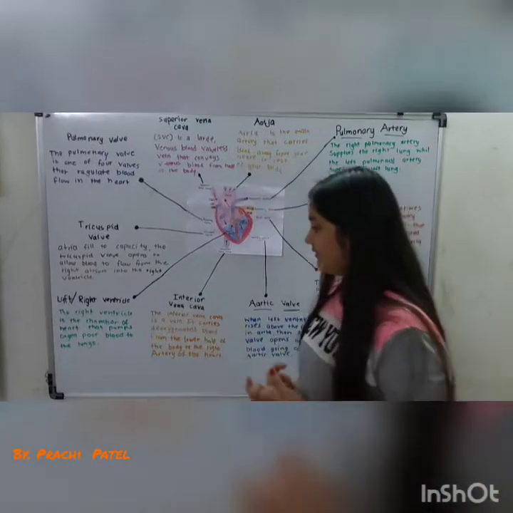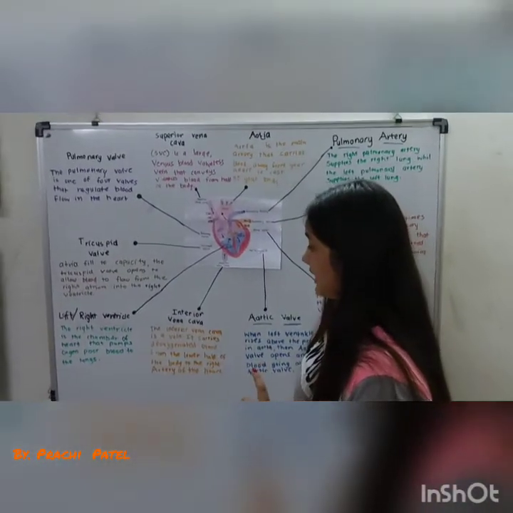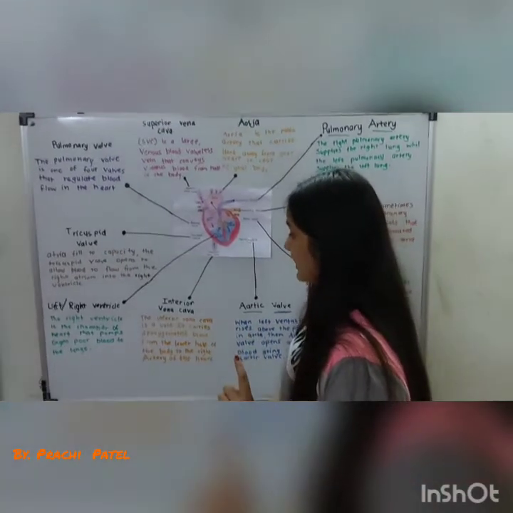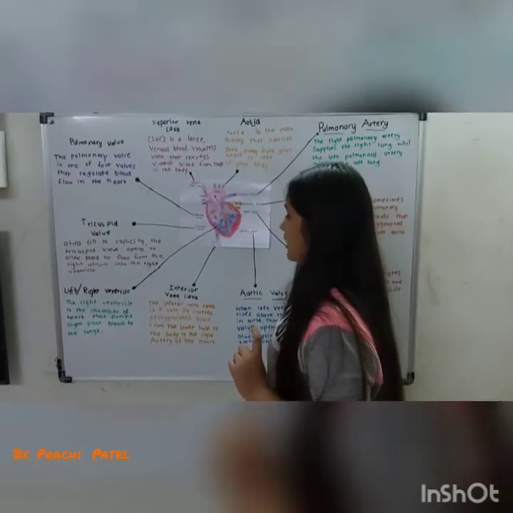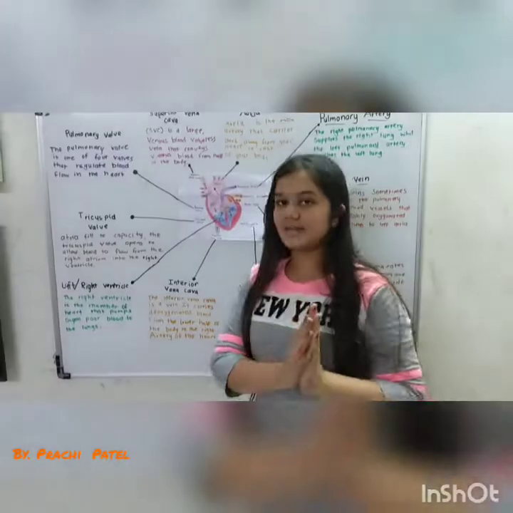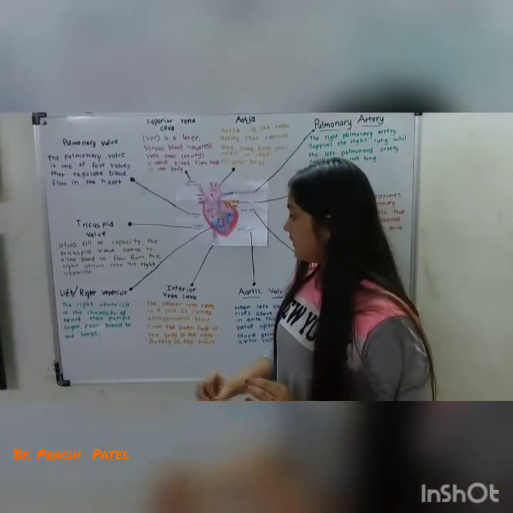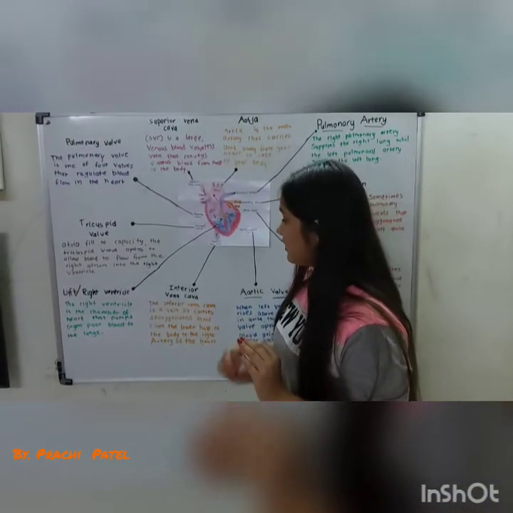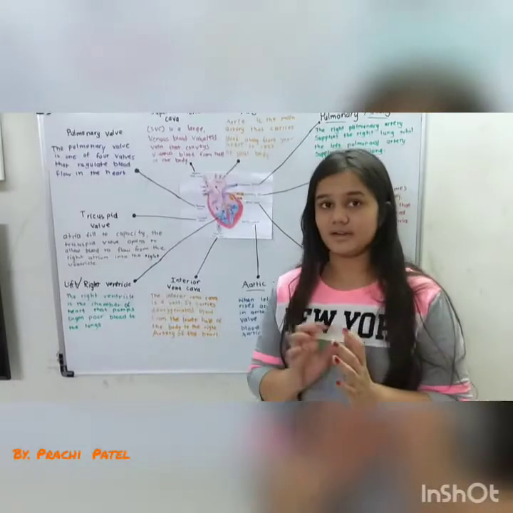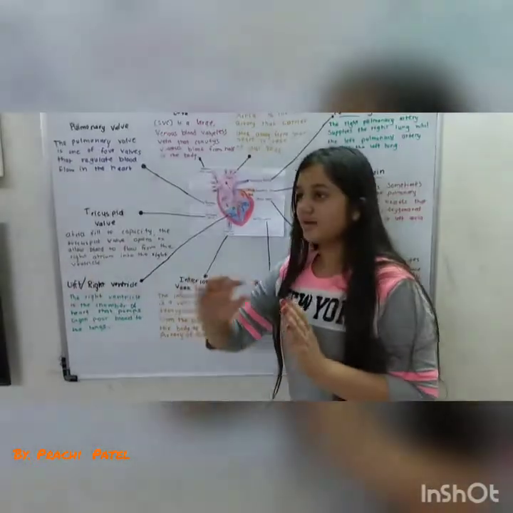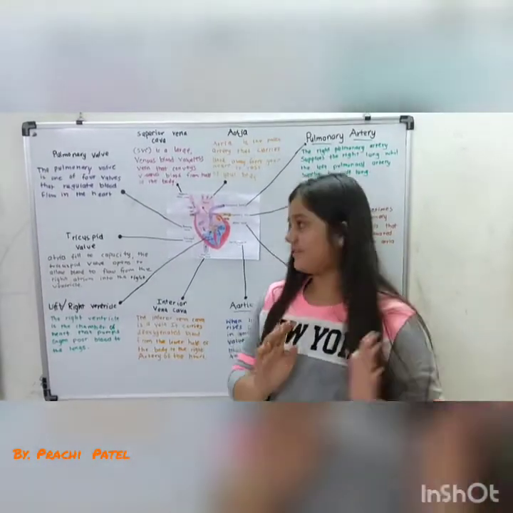Then next, left and right ventricle. The right ventricle is the chamber of the heart that pumps blood to the lungs. So there are two parts, right and left ventricle. Here the right ventricle pumps blood to the right lung. So the right ventricle supplies to the right lung and the left ventricle supplies to the left lung.